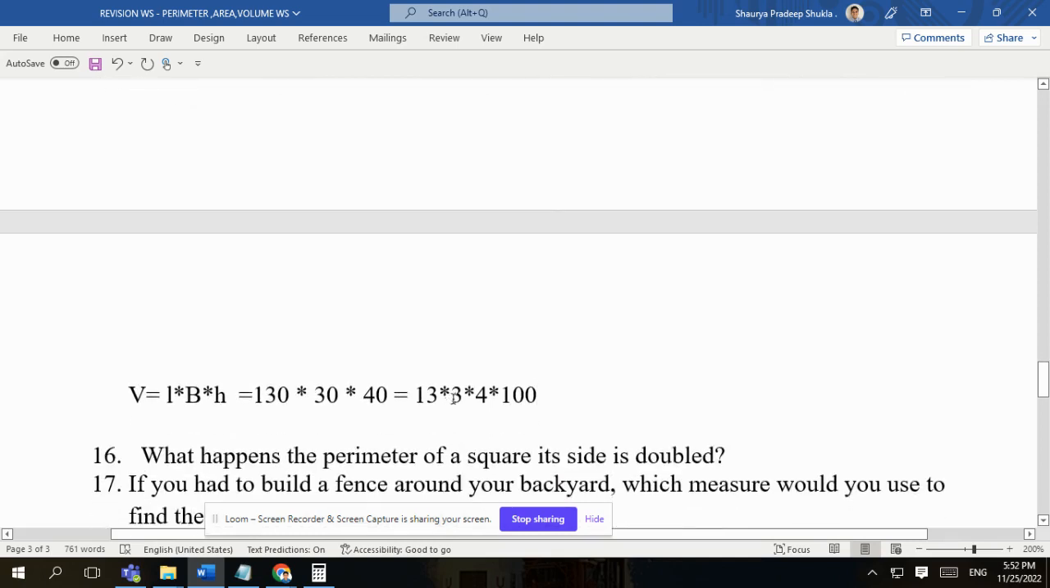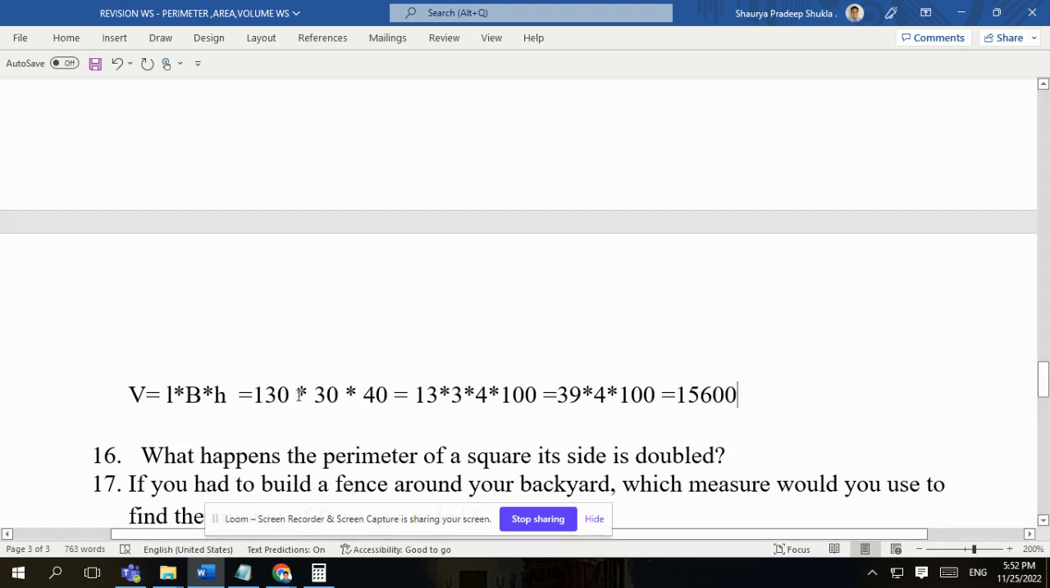So 13 multiplied by 3 is nothing but 39. And that multiplied by 4 and then I'll multiply by 1000. And 39 multiplied by 4 is a very easy problem, you can do it yourself. That will come to 156 and then 3 times 0. What's your answer? 156, and you got 3 zeros, right?